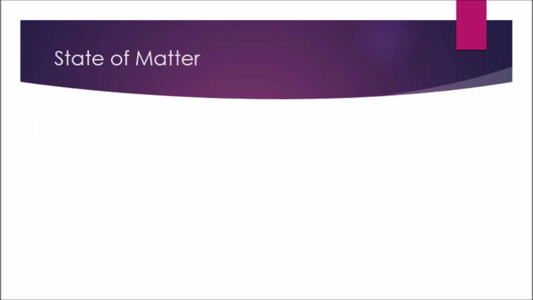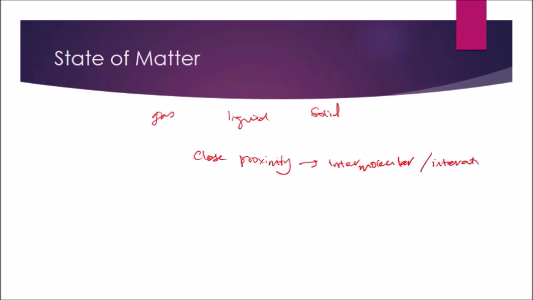So when we talk about the state of matter, gases, liquid, and crystalline solid are three primary states of matter or phases. So we have the gas, we have the liquid, and we have the solid. And these molecules, atoms or ions, are held in close proximity by what you call intermolecular, interatomic, or ionic forces.